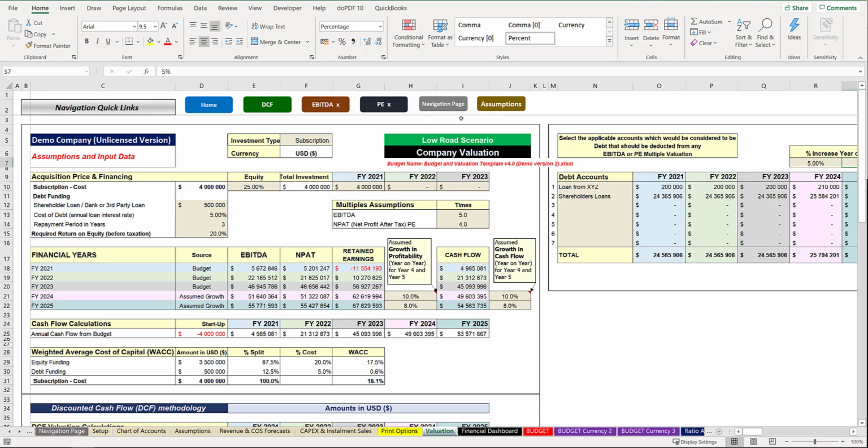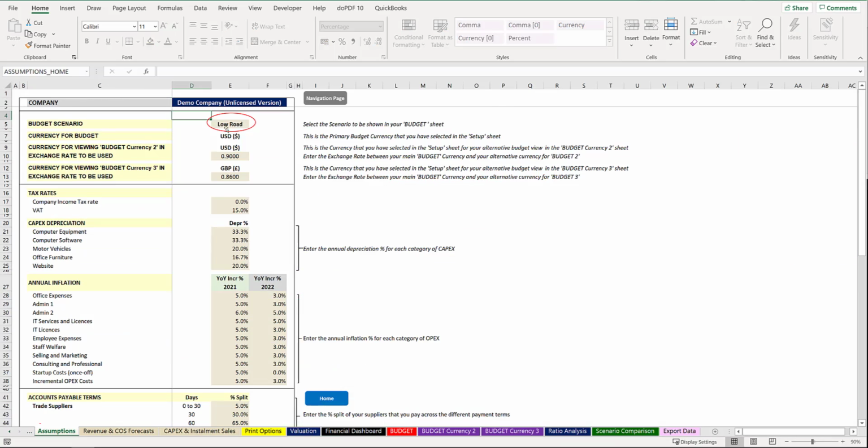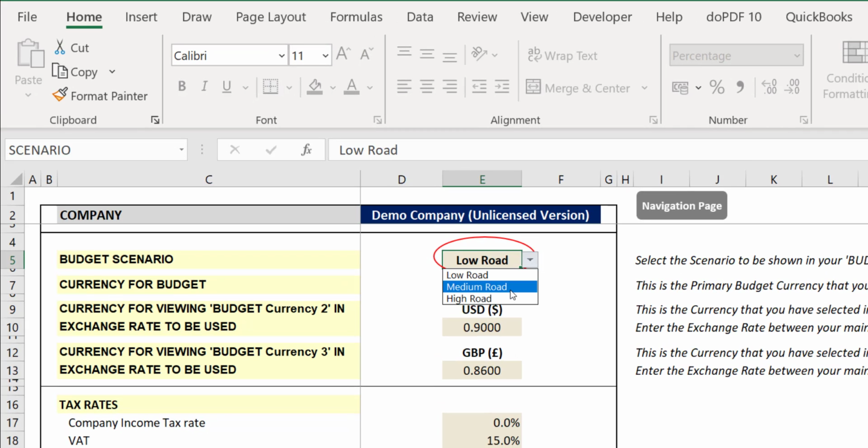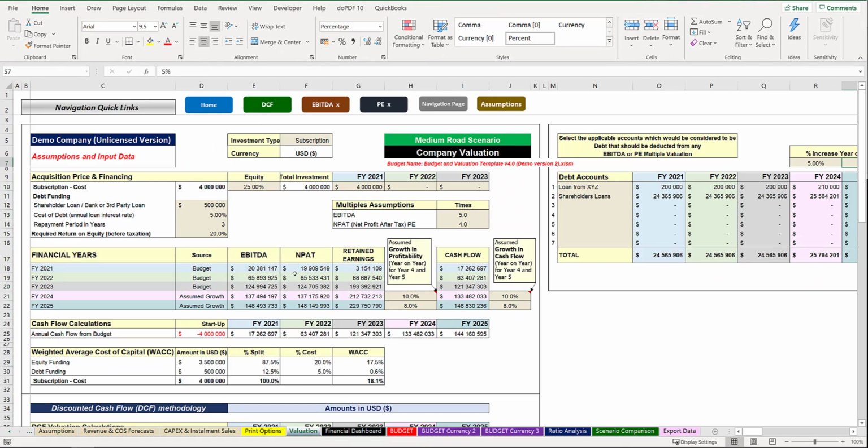We can go back to the navigation page, and we've got a quick link to the assumptions page because we might want to go and change the scenario that we're looking at. Currently what's being displayed here is that we're doing the valuation based on the low road scenario. If we wanted to change it to the medium or high road, or in other terminology, this is scenario 1, and we wanted to use scenario 2 as the valuation basis, or scenario 3, we'd click on assumptions, go and click on the equivalent scenario we want to look at, and then go back to the valuation page, and it will pull up the numbers based on the scenario 2 budget that you have.